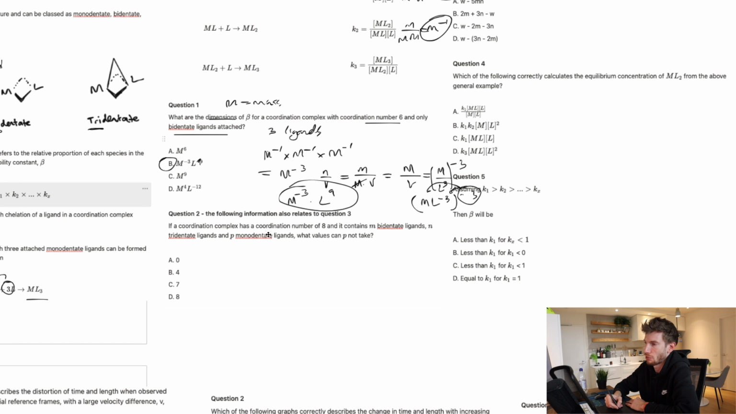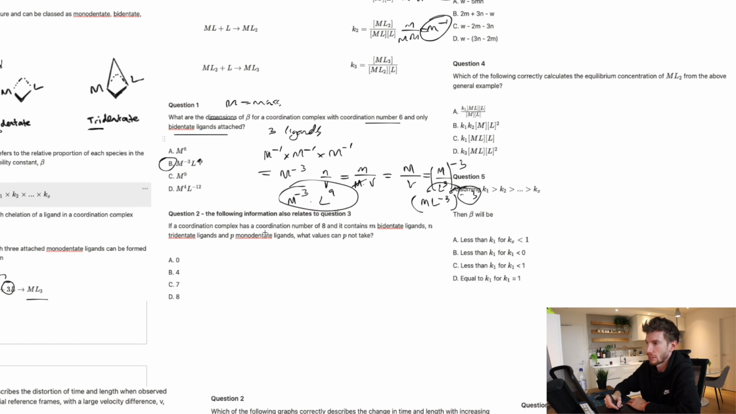If a coordination complex has a coordination number of 8, and so therefore n equals 8, and it contains m bidentate ligands and n tridentate, and we realize, damn it, I've reused the letter n, so that's a bit annoying, so we'll get rid of that. And p monodentate ligands, what value can p not take? So this sounds like a chemistry question, but it ultimately is just going to be like discrete maths and probability almost with a sample space. So how are we going to do this?